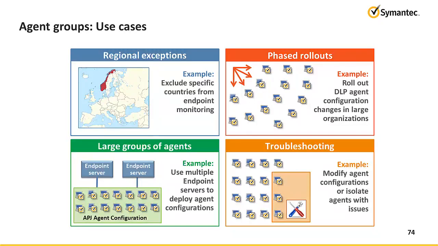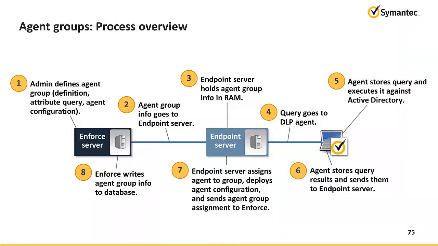Modifying agent configurations or isolating agents with problems. Using agent groups involves several tasks and steps, from defining the attributes and groups and applying the changes to resolving group conflicts. The steps shown in this figure provide an overview of how the agent group process works.